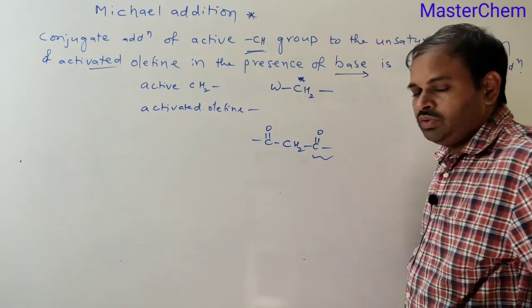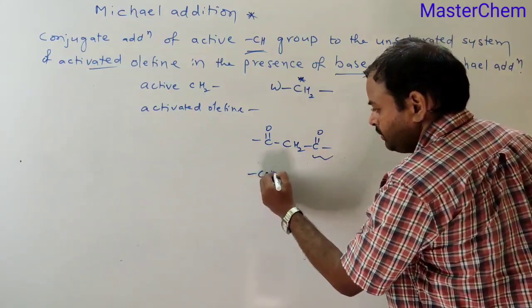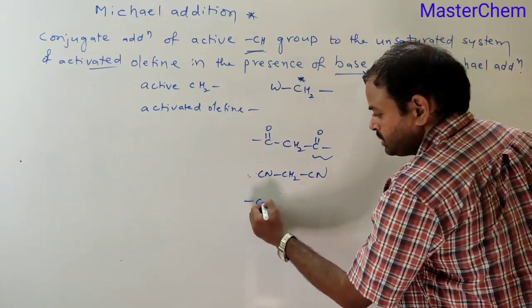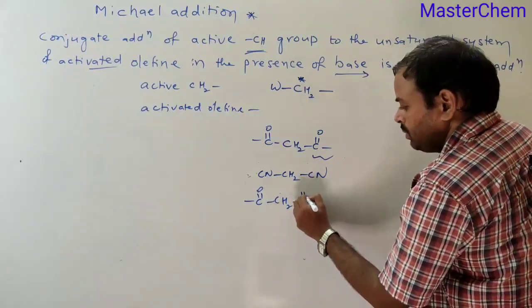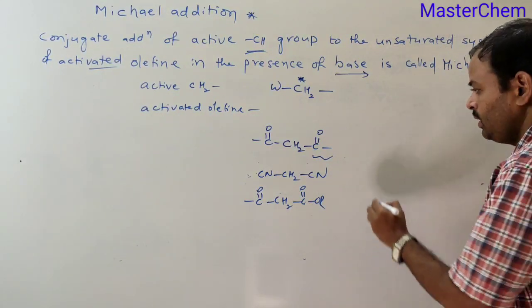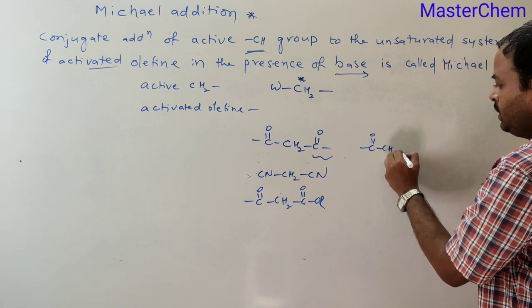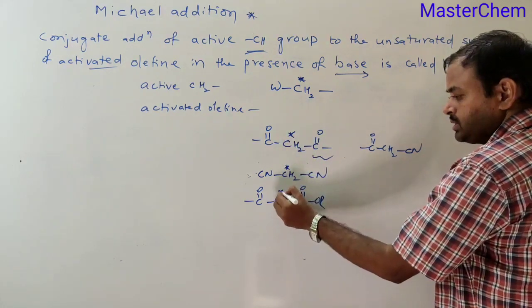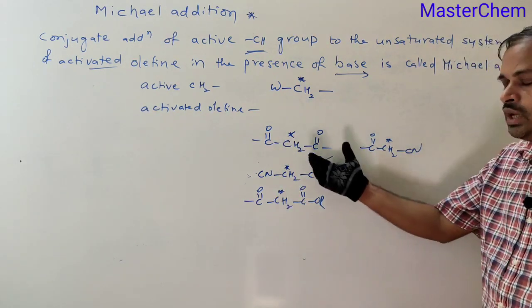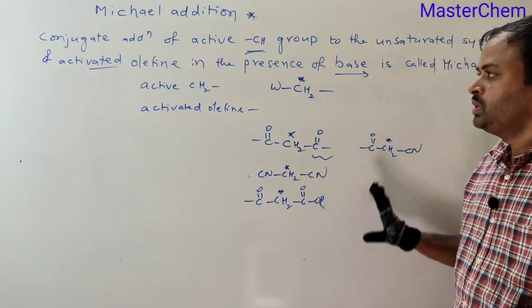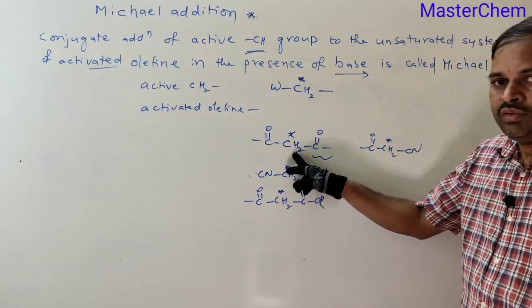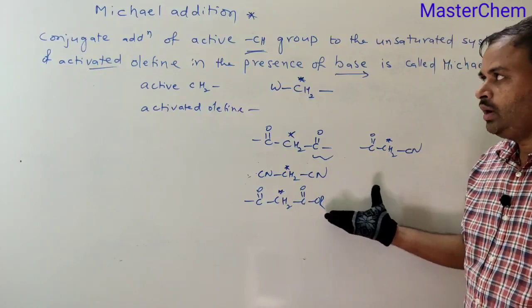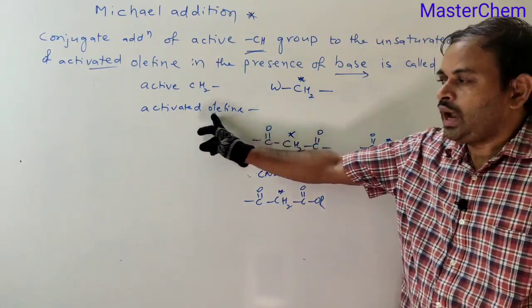So if it is attached to electron withdrawing groups, CN is also an electron withdrawing group. Okay, CN, or C double bond O, CH2 C double bond O OR, or C double bond O, CH2 CN. All these are active methylene compounds. Whenever CH2 is attached to electron withdrawing groups, that is called an active methylene compound. So these active methylene compounds are involved in the Michael addition reaction with activated olefin.